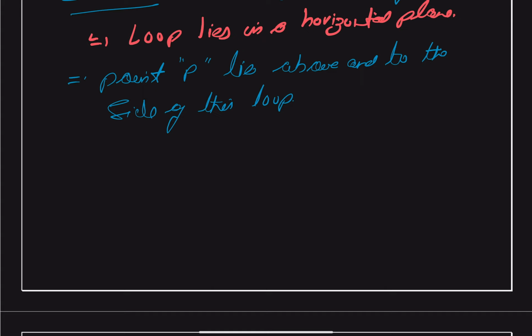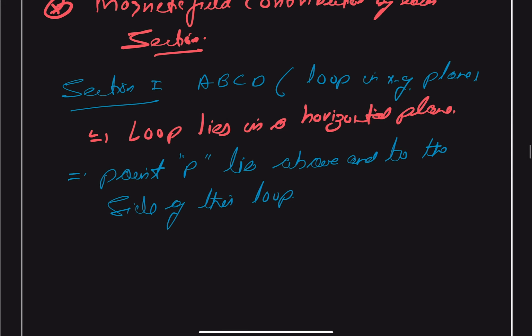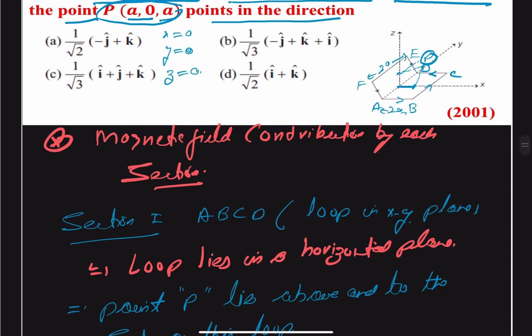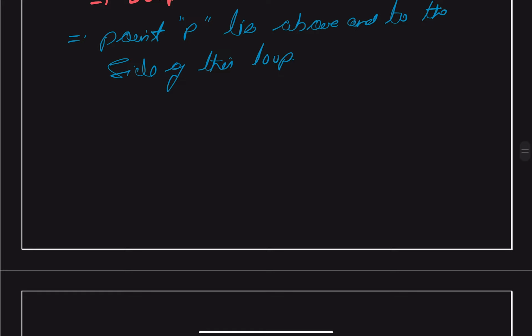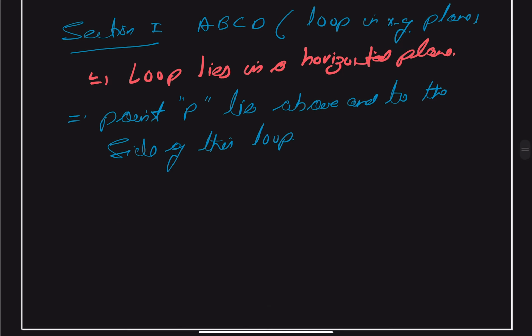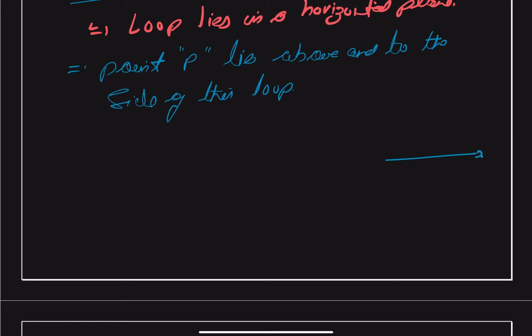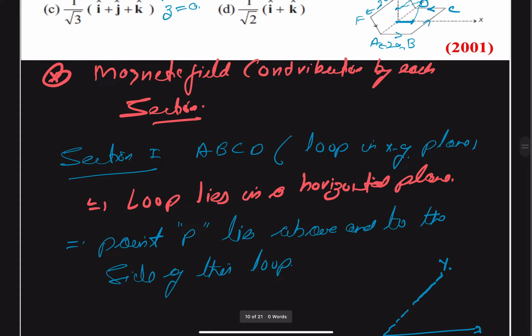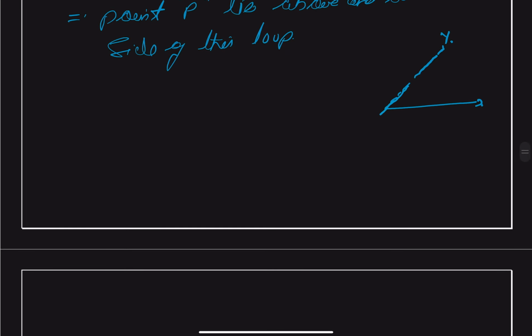So the magnetic field at point P due to the current will point along the positive x-axis. Because we have this loop, let me draw an approximate figure here. So this is our loop. We have this x-axis and this y-axis, and the loop is somewhere here. Current is flowing in this direction. So we have A, B, C and D.